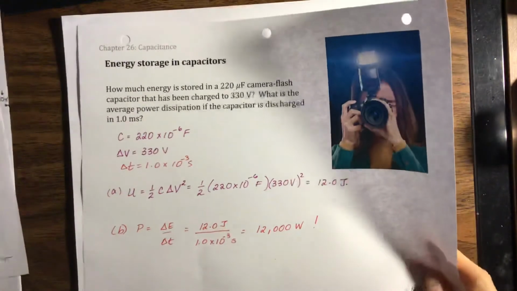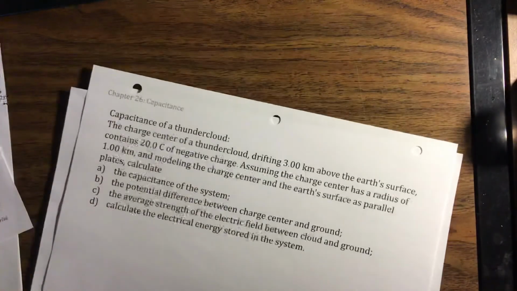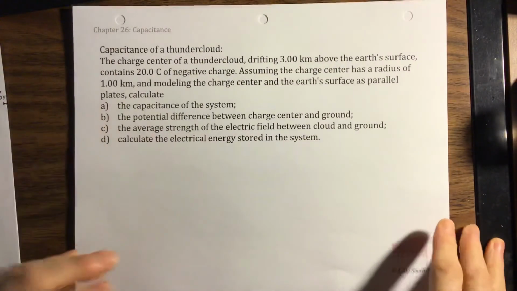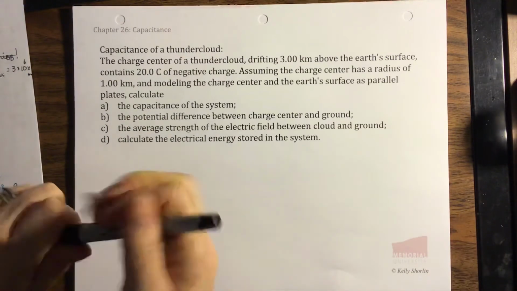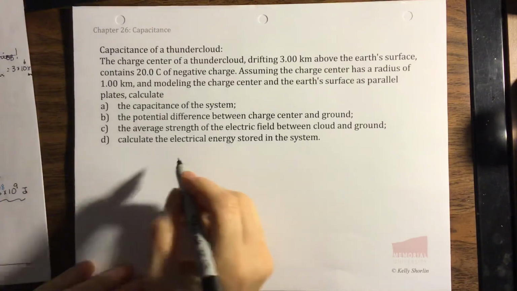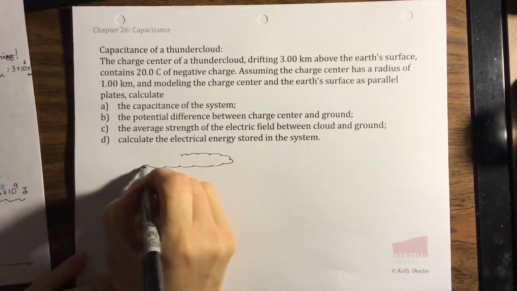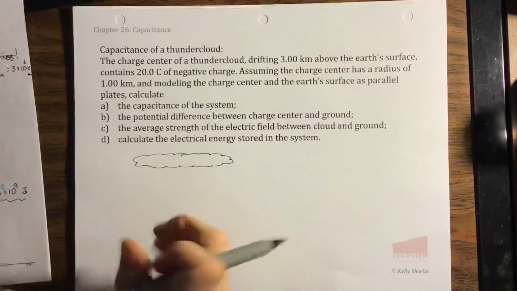Okay, now let's do our next example, which has got an environmental context. And let's ask, what about the capacitance of a thundercloud? So if we have a thundercloud up in the air, I think I'll draw that in black because they do tend to be pretty gray. So we've got a big cloud up in the air. It's drifting 3 kilometers above the Earth's surface.